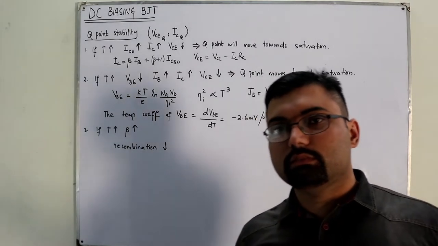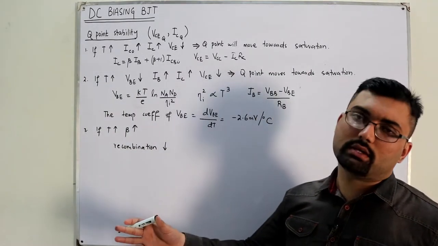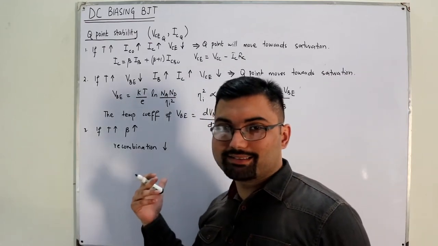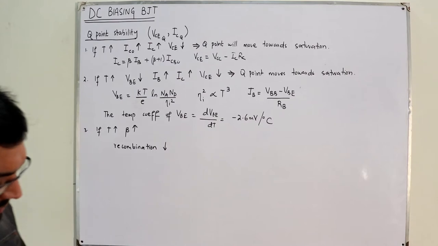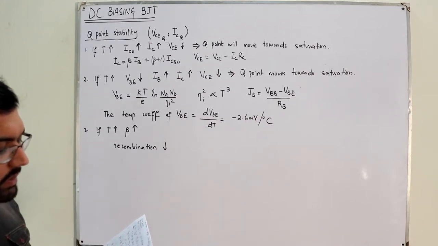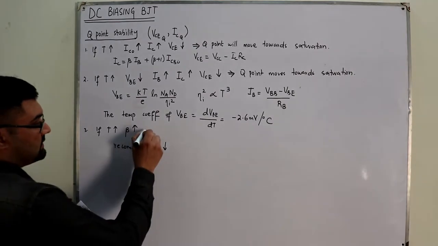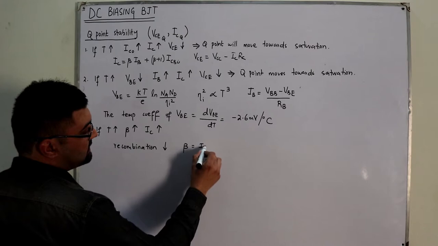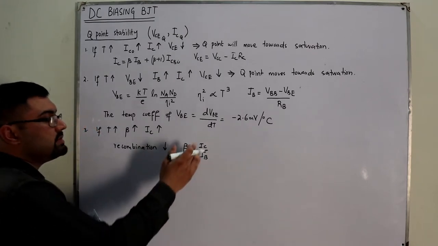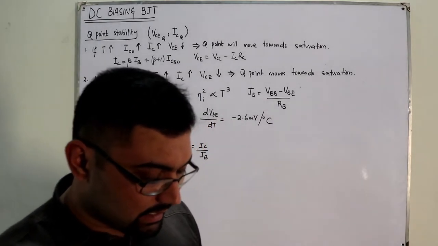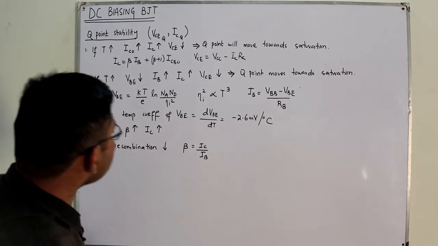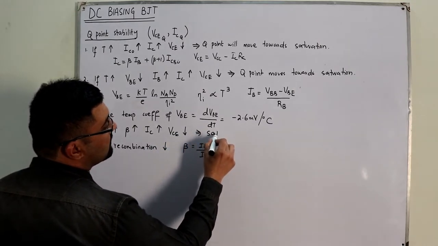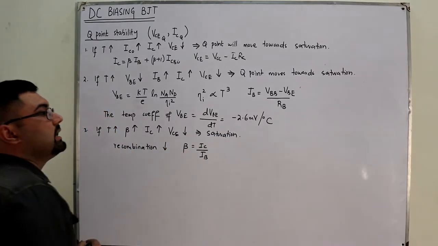You know it very well. The majority carriers directly pass from the emitter to the collector without recombining in the base. So the recombination has reduced. If beta increases, IC will increase, because beta is IC upon IB. Again, if IC has increased, VCE will reduce, and the Q point is moving towards the saturation region.